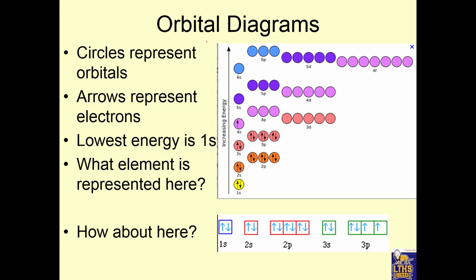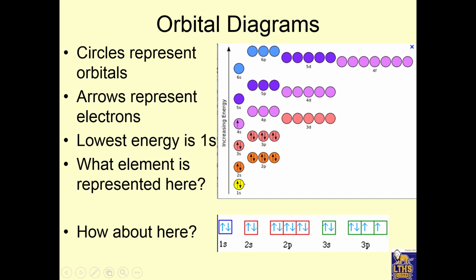So we represent where the electrons are in a couple of ways. One's called an orbital diagram. It uses circles or boxes to represent an orbital, and then arrows to represent electrons. So circles are orbitals, arrows are electrons. The lowest energy is the first energy level. It has an S orbital in it. So it starts here, it's the lowest energy, and the amount of energy each sublevel has increases as you go up, as you can see the increasing energy.